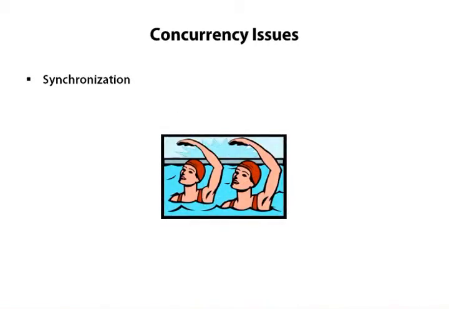So one problem that most developers encounter when they start working with threads are concurrency issues. And there's a whole range of concurrency issues that can crop up in multi-threaded applications. This is really why multi-threaded application programming is difficult. The first concurrency issue that we're going to talk about here is one called synchronization.